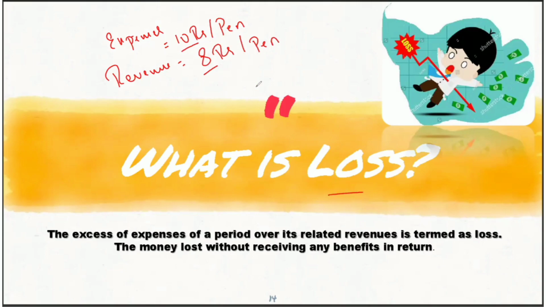When expenses are more than income, then we call that a loss. When income is more than expenses, then it is a profit. When expenses are more than income, then we call that a loss. The excess of expenses of a period over its related revenues is termed as a loss. The money lost without receiving any kind of benefit. He's not getting any benefit. So that kind of loss, we call it a loss.